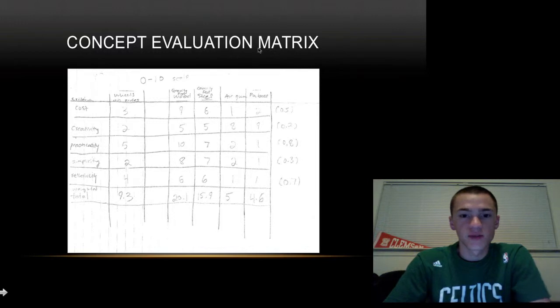The concept evaluation matrix that we constructed is based on 5 criteria: cost, creativity, practicality, simplicity, and reliability. It's on a scale from 0 to 10, so each one of these numbers in the table will be between 0 and 10. These numbers to the right are the weighted numbers, so each one of these numbers in the table will be multiplied by this weight to come up with the final sum for each one of the possible solutions. Each one of these solutions is described on one of the next slides.